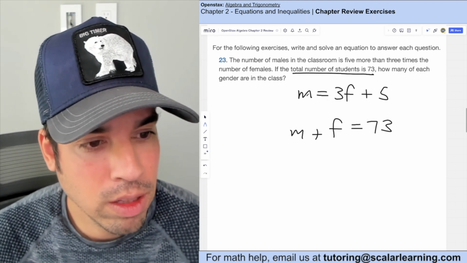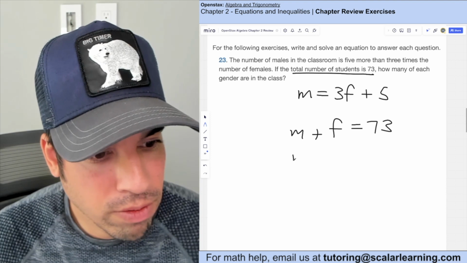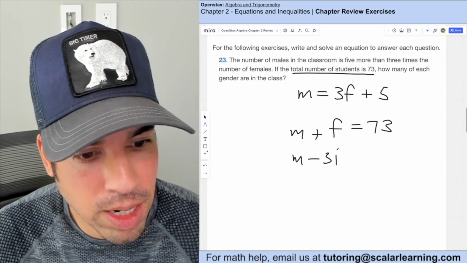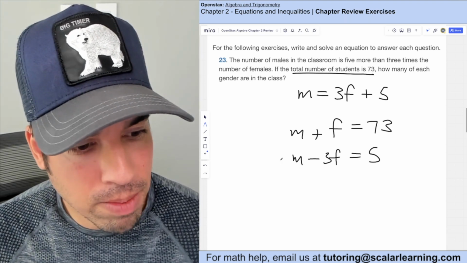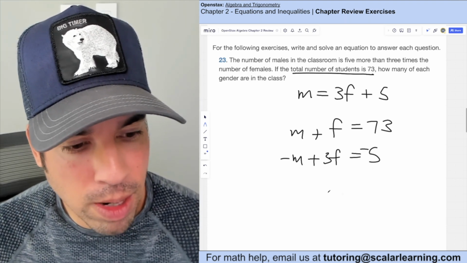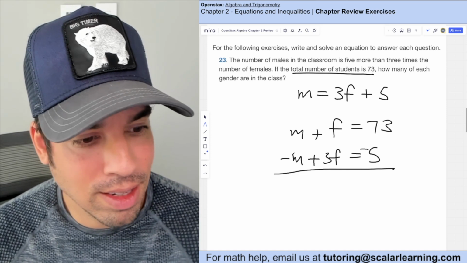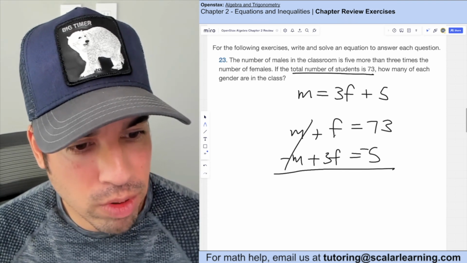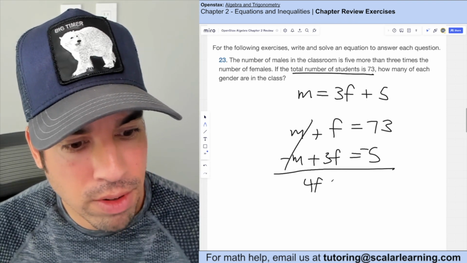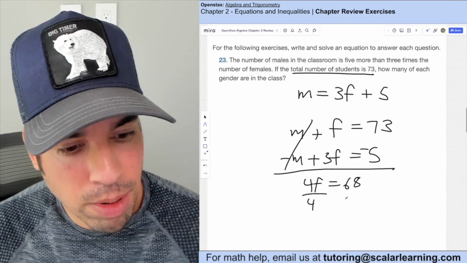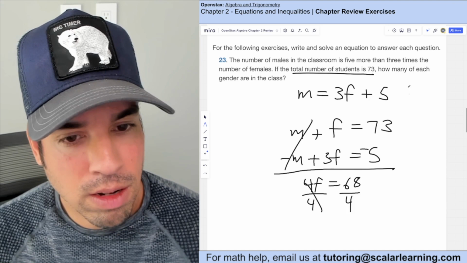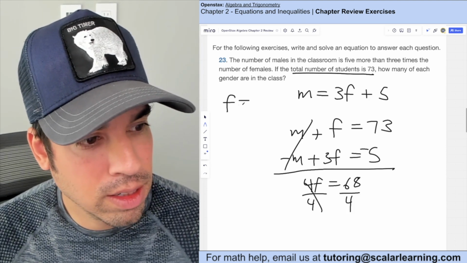Let's roll with elimination. So I'm going to subtract 3F from both sides in this one. So I got M minus 3F equals 5. Now, how I'm going to use elimination, I'm going to negate, multiply everything by -1, because then when I add these together, the M's cancel out. And 3F plus F is 4F equals 73 minus 5 is 68. Divide both sides by 4, and I get the number of females is 17.